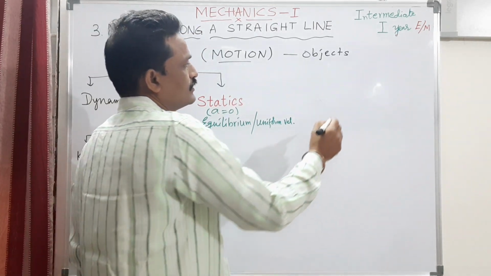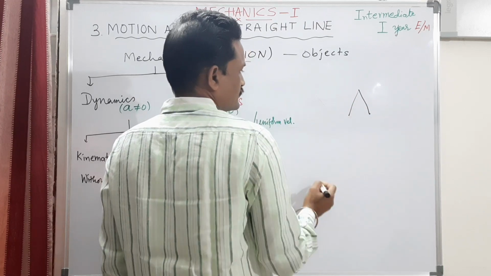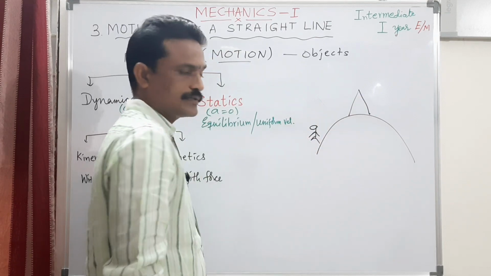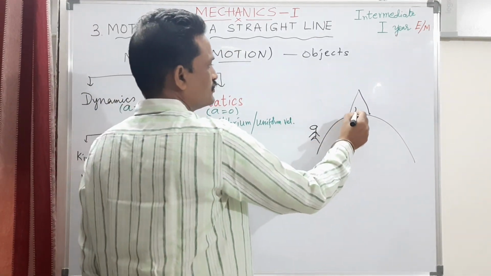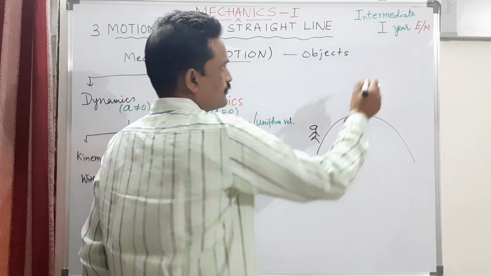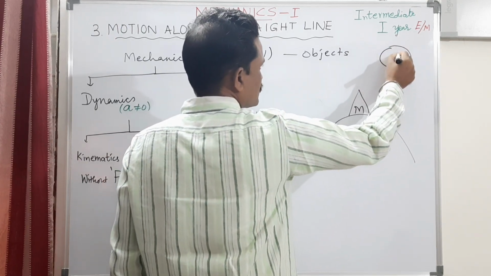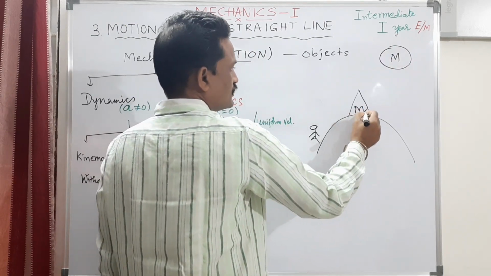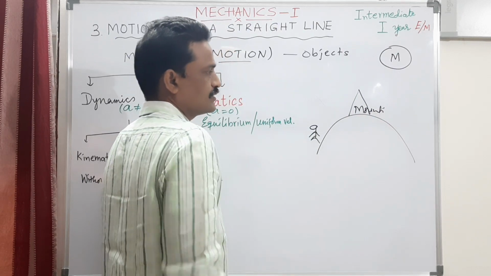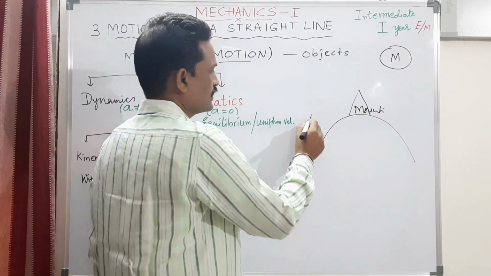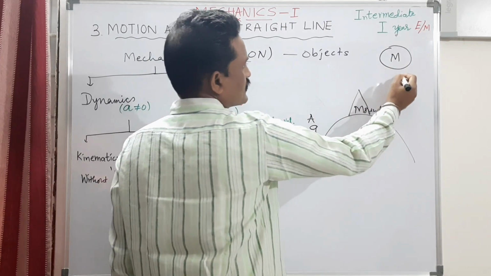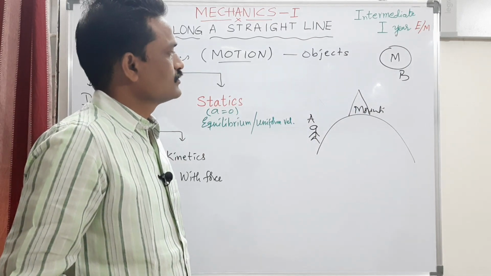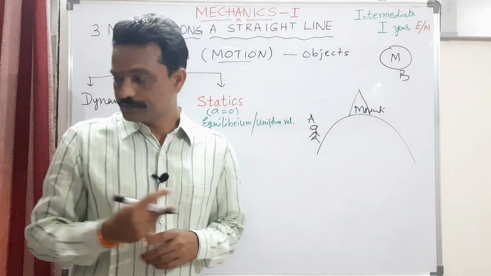For example, a mountain is at rest with respect to a person who is also standing on the earth near the mountain. For him, this mountain is at rest. For example, if you consider a person who is standing on the moon, with respect to the person standing on the moon, this mountain is moving, it is not at rest. So, for this person A, mountain is at rest. For this person B, the mountain is in motion. That is the reason why they are called relative terms, right?